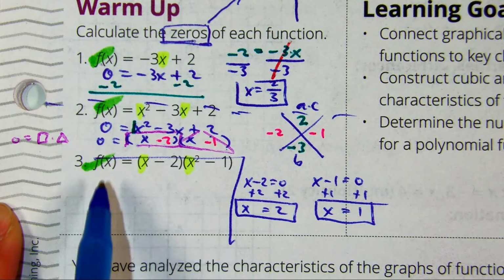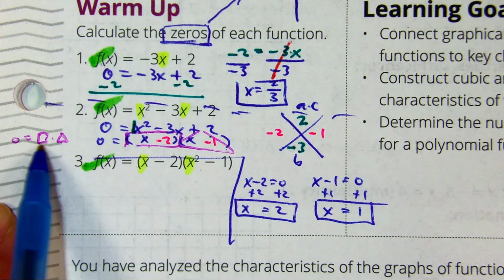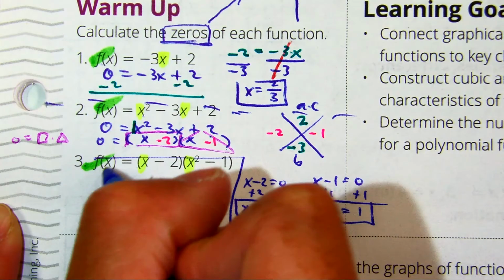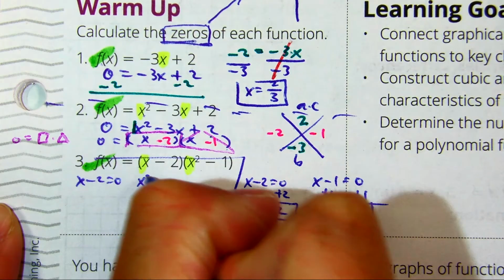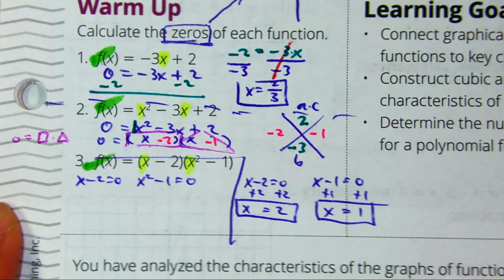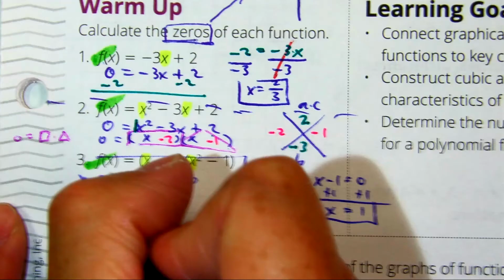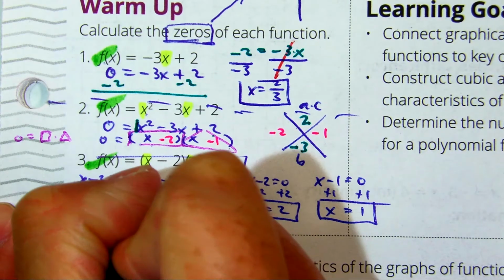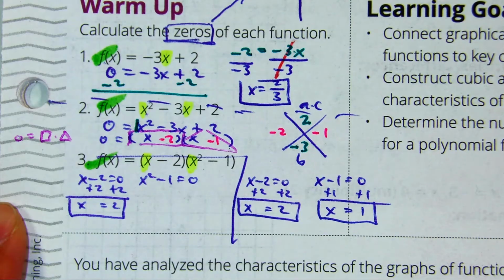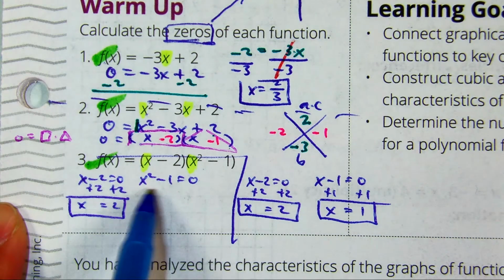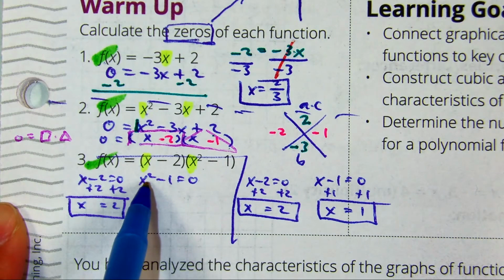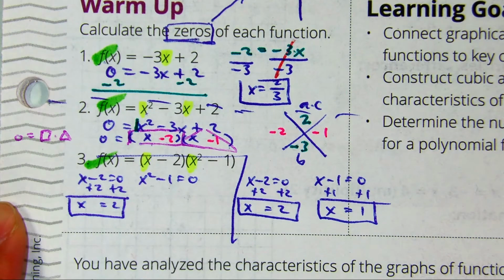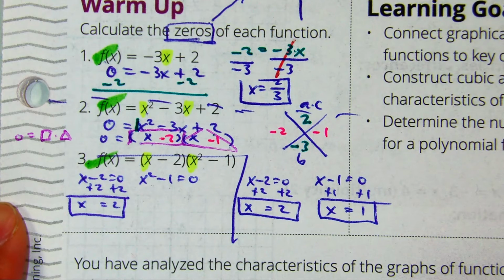For question number 3, it's already in factored form, so now I can set each of those equal to 0. So x minus 2 equals 0, and x squared minus 1 equals 0. I'm going to add 2 to both sides, so x equals 2. On this problem, you could factor it. You could do x squared plus 0x minus 1, or you can use another method called the square root method. That's a lot easier. I'm just going to add 1 here.